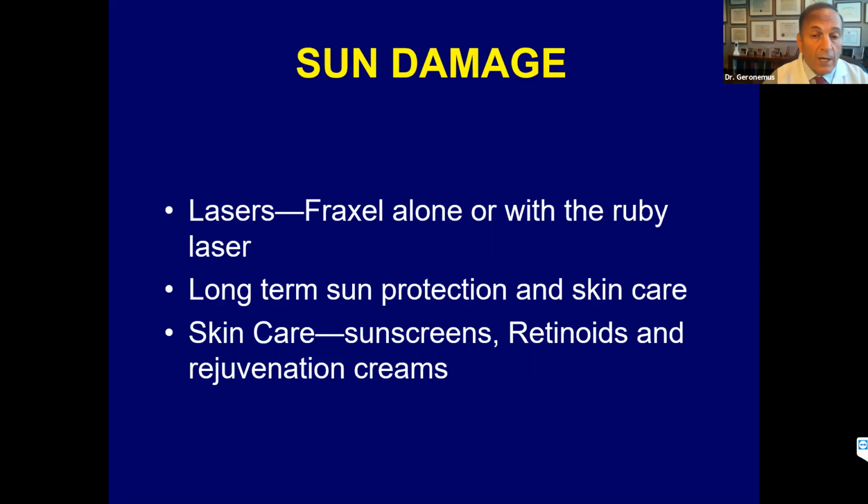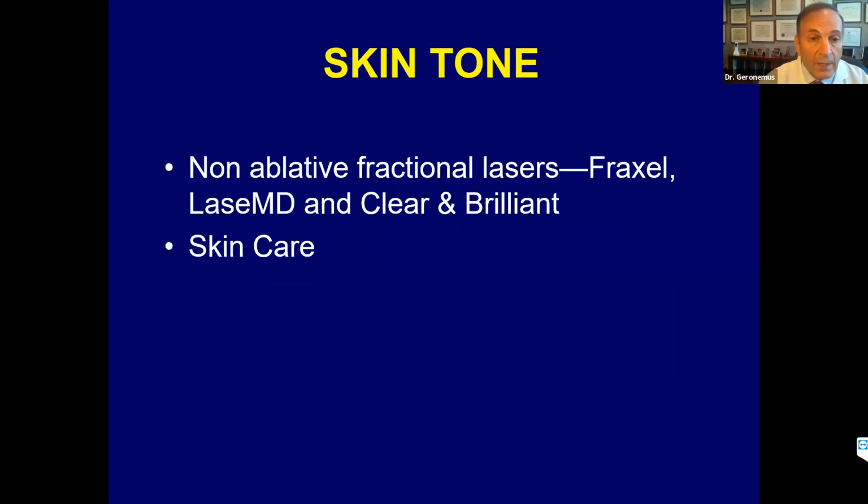So these lasers are great. I often use them in combination with the Ruby laser for the larger sunspots, and subsequent to that we do advise long-term sun protection, that one takes care of their skin after these treatments, and long-term skin care using various products that can be helpful in maintaining the benefit of what we've done with the laser treatment. So the skin care that we suggest would be sunscreens for sure, topical retinoids or retinol, and various different rejuvenation creams. So for skin tone, the non-ablative fractional lasers, the Fraxel, the Laser MD, and the Clear and Brilliant are treatments of choice.